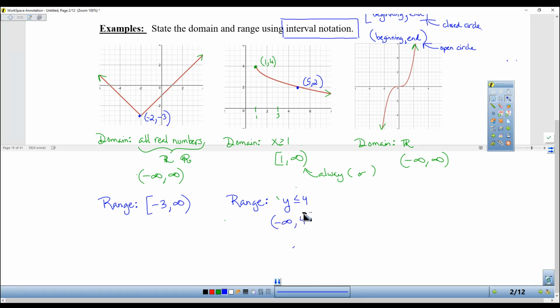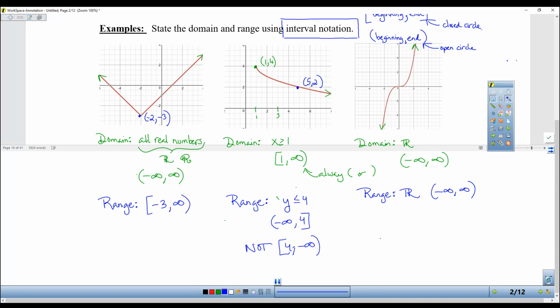Sometimes people write this one backwards. It is not 4 to negative infinity. That won't work. You have to pretend you're looking at it on a number line. And the last one. This range does go all the way from the bottom of the graph to the top, so it's all real numbers, which in interval notation would look like that, from negative infinity to infinity.